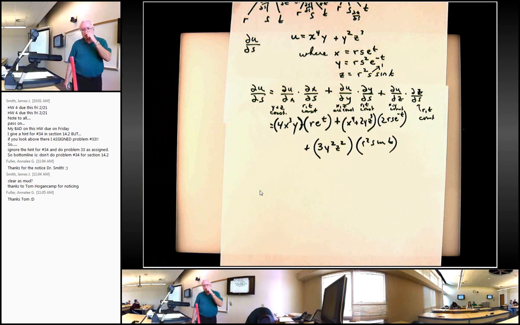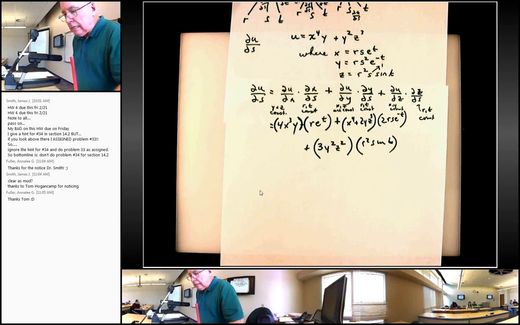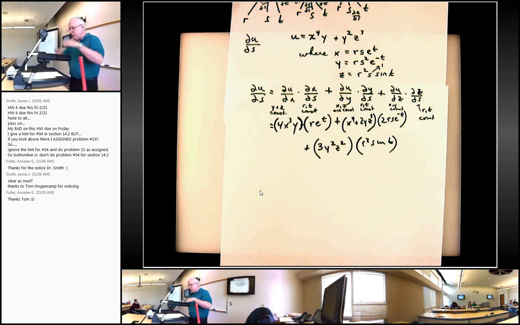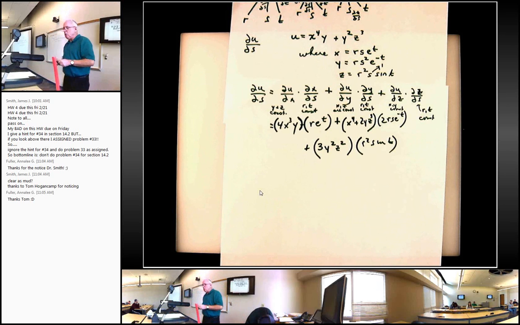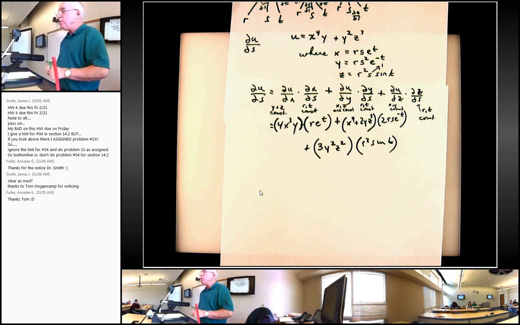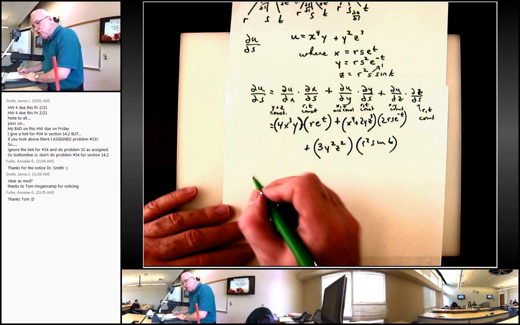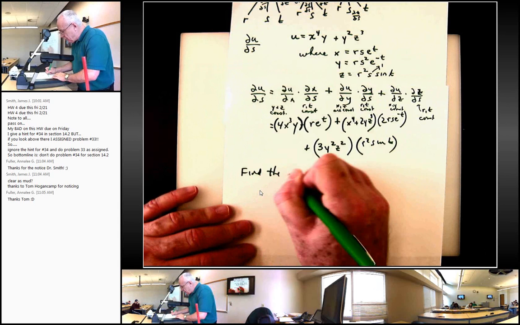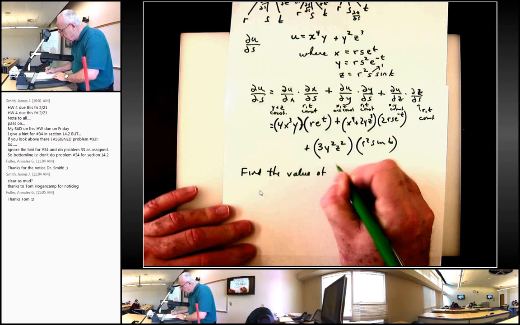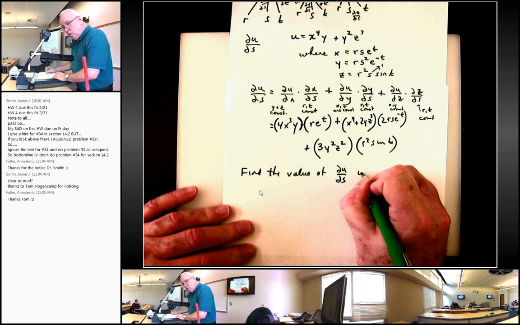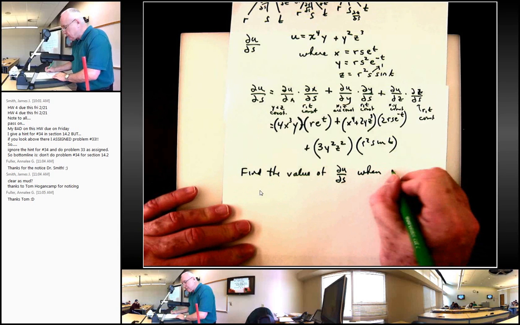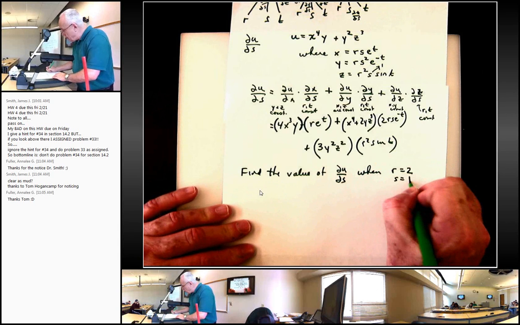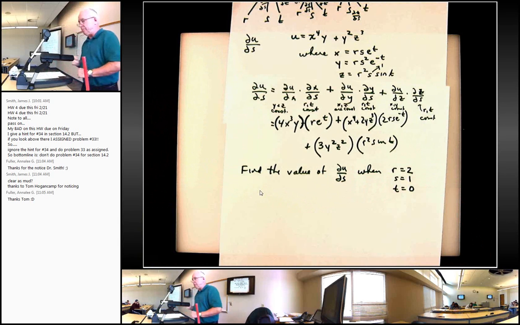Now, let's suppose, okay, this is what we have here. We do have this nice big formula here for delta u, delta f. Suppose we're asked to find the value of delta u, delta f when, let's see, r is equal to 2, s is equal to 1, t is equal to 0.